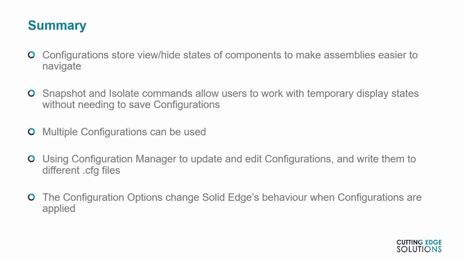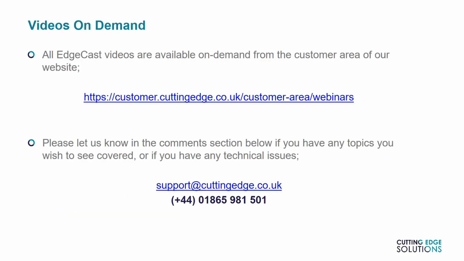To summarize, we've explained what configurations are, how to create and apply them, and how they'll differ from your SolidWorks configs. Snapshot and Isolate are also useful commands that allow fast configs to be applied, so users don't need to create hundreds of configurations in one assembly. We've learned that it's also possible to apply multiple configurations at the same time, meaning that showing only the subsystems you need in a large assembly is made easy. Finally, after creation we showed how to manage your configs via Configuration Manager and alter Solid Edge's behaviour when a configuration is applied.